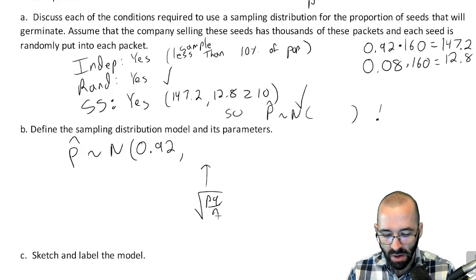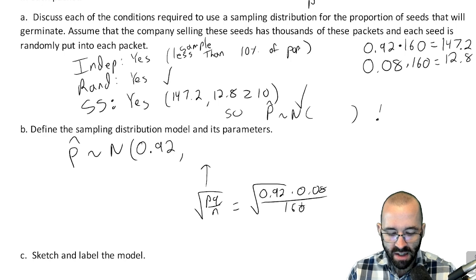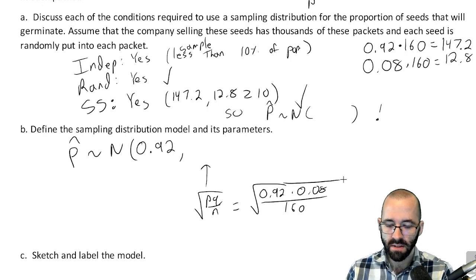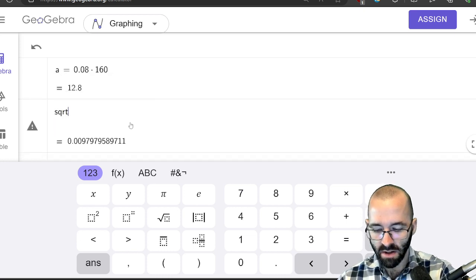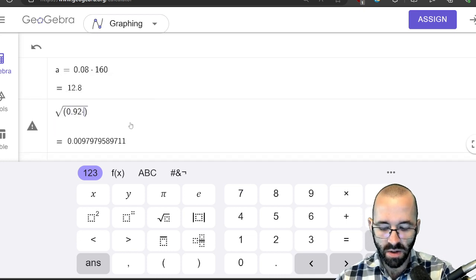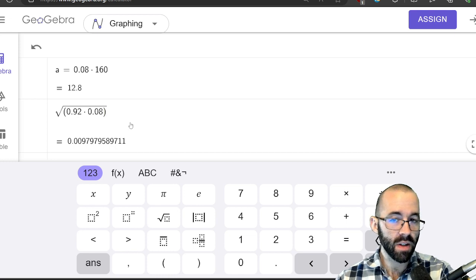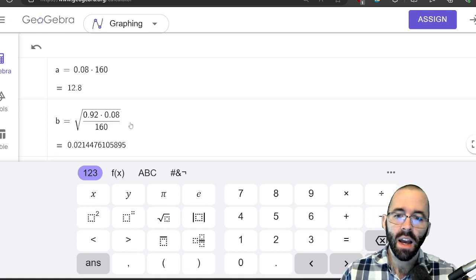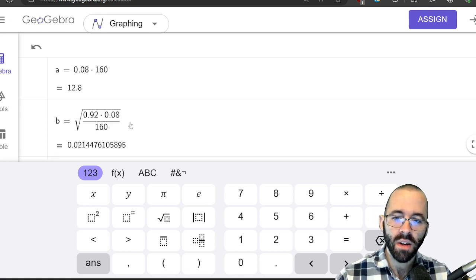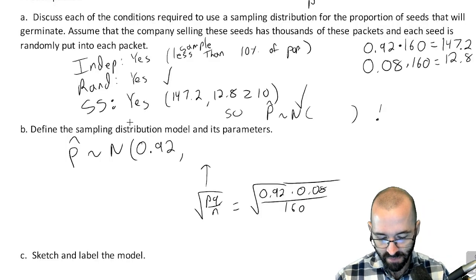What's the square root of pq over n? We'll have to find that out. 0.92 times 0.08, all over our sample size of 160. We'll type that into a calculator. 0.92. We can use parentheses if we want it to look nice. Make sure the square root covers everything. And we're going to get 0.021448.